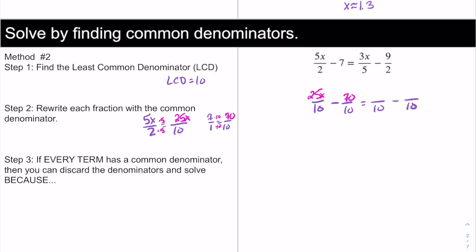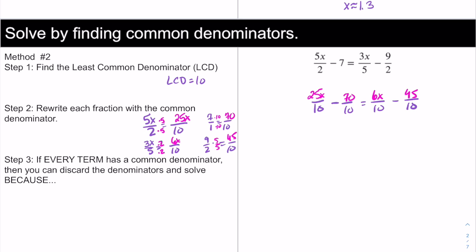For the right side, 3x over 5. If I'm going to write that as tenths, my giant 1 is 2 over 2, and we would get 6x. 9/2, I'm going to write that as tenths. My giant 1 would be 5/5, and we get 45 tenths.